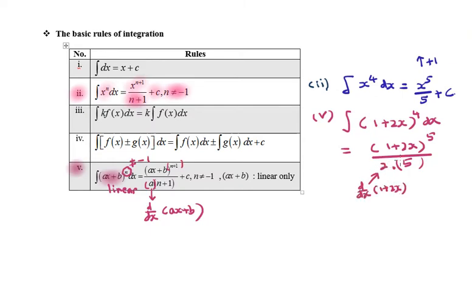For example, the fifth rule, integrate a linear function, must be linear, like (1 plus 2x) raised to power 4 with respect to x is equal to (1 plus 2x), then increase the power by 1 is 5, divide by 5. And then at the same time, we differentiate the linear function 1 plus 2x, which is equal to 2, plus c.